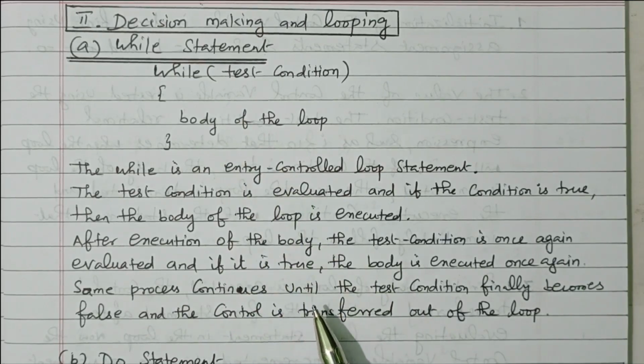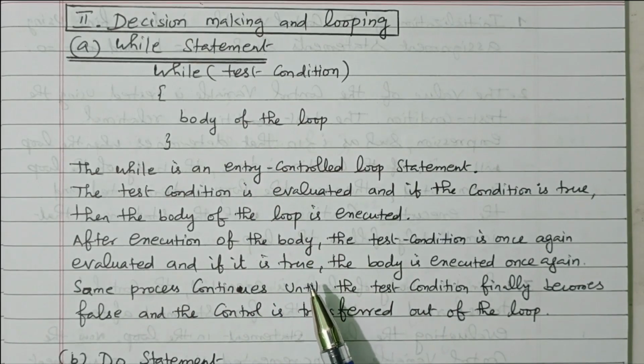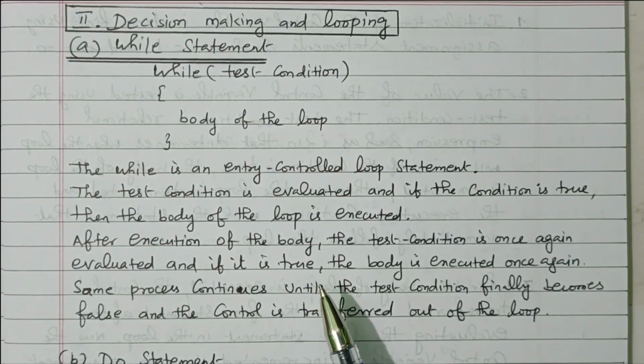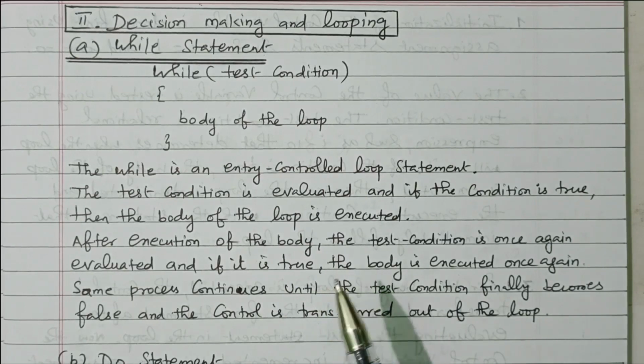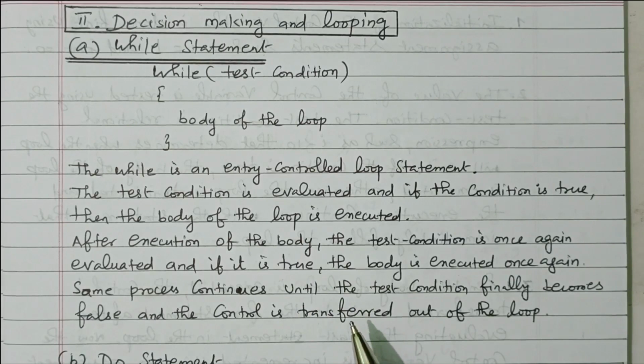Now we'll see the example program for the while loop, for reversing the digits of a given number. The digits of the given number should be reversed. For example, 451 means we have to reverse it as 154. All the digits are reversed. Now we'll see the example program for reversing the digits of a given number.